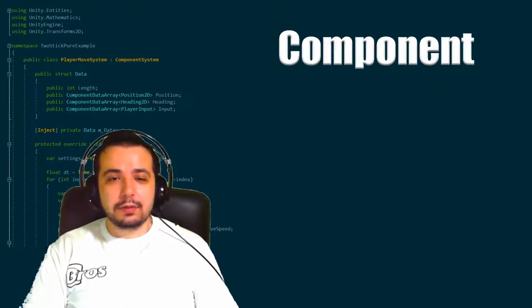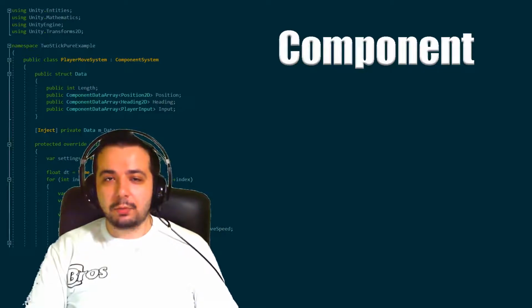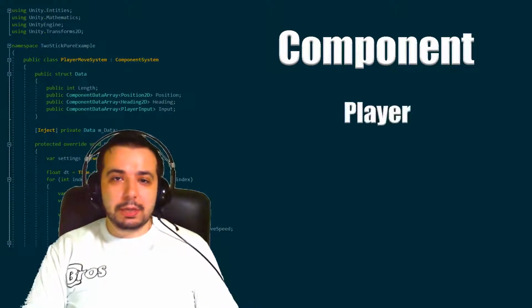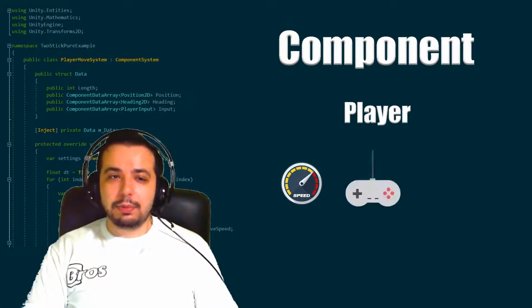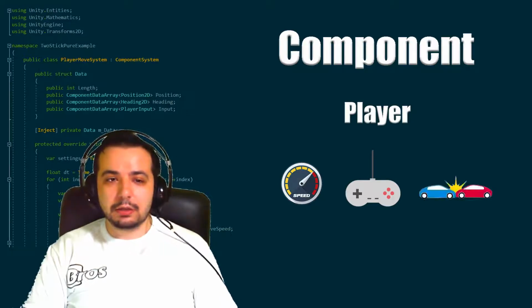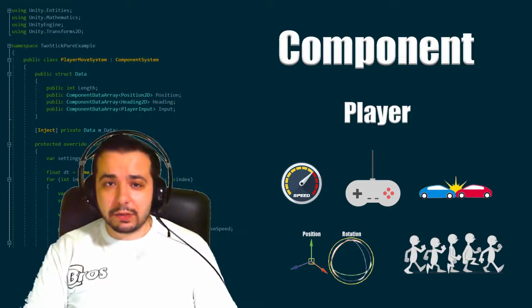A component is simply a data container. Any in-game object has multiple aspects to it that define what it is and how it interacts with the world. For example, the player might move with a certain speed, it is controlled by a player, be able to collide with other objects, has a position and a rotation, has animations, etc.